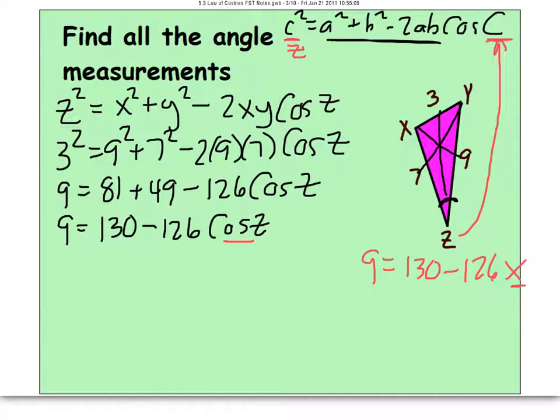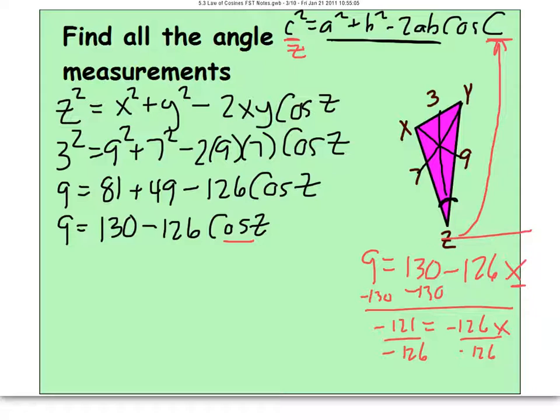What you would do first to get x by itself is you'd have to move the 130 and then the negative 126. So if this were the case, you would subtract the 130 from both sides, and you would get the negative 121. And then to get x by itself, you would divide by the negative 126. So that's what we're going to have to do in this case, just like we would back in the algebra world. So the first thing I have to make sure to do is to keep this together as one term.